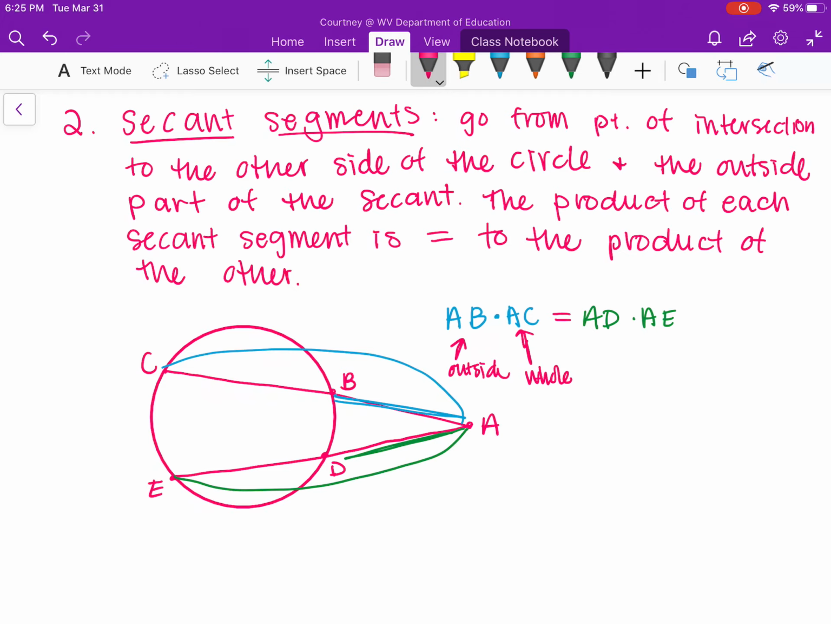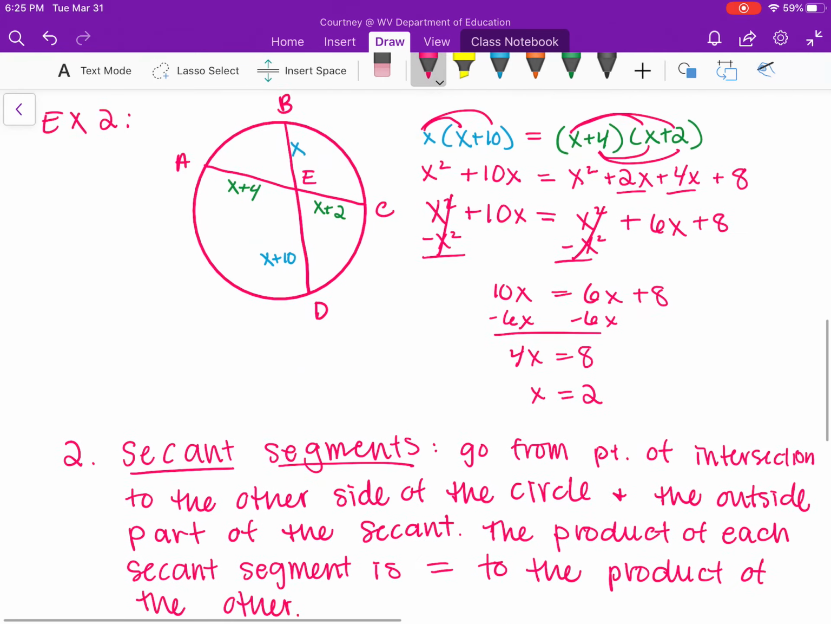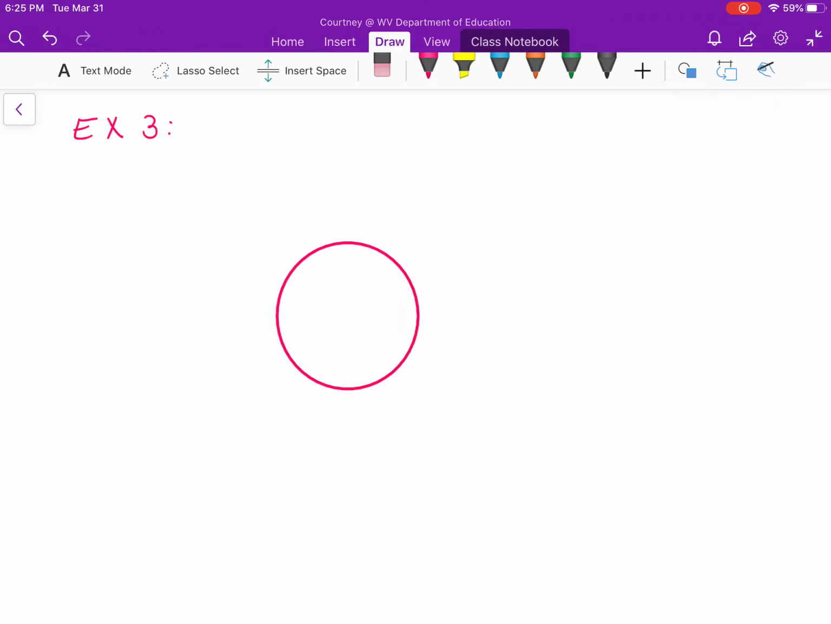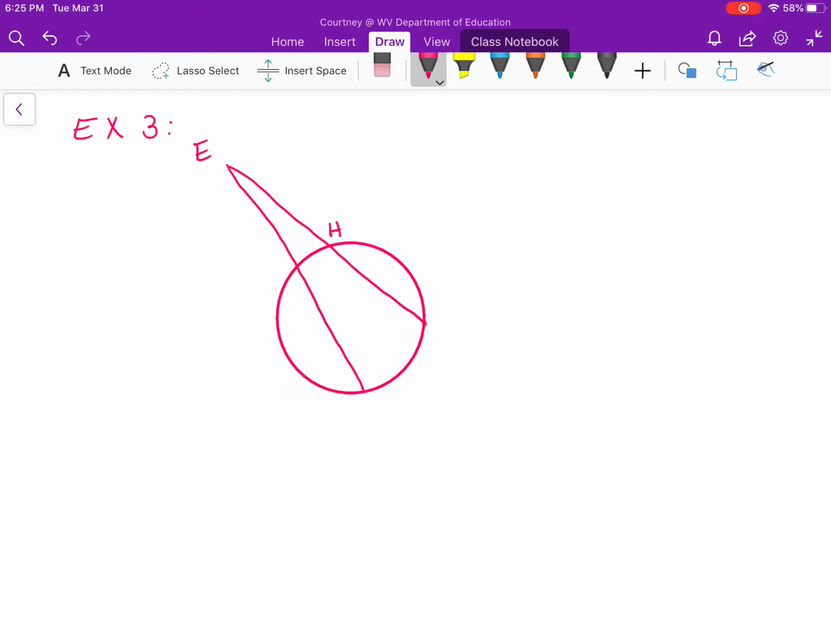So let's do one of those examples. What number example is this? 3? Yeah. Example 3. Okay, we have a circle. And we have a line here. And we have a line here. The outside point is called E. We have an H here and an I here. Then F and G.